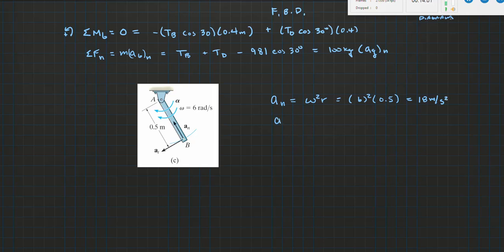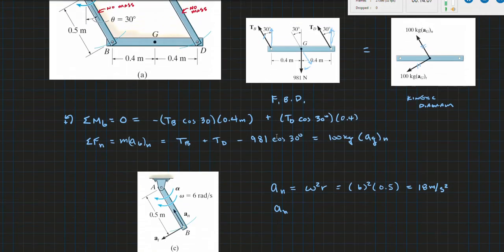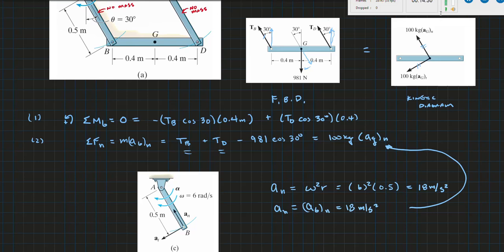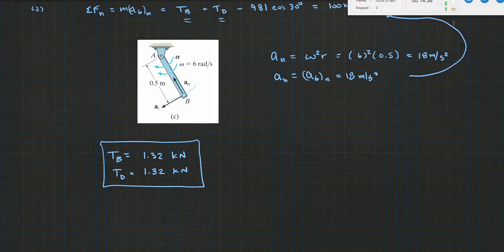Now, this is one point on our member here. If we look at point B, and all points on this have the same acceleration, so acceleration normal equals the acceleration of our center of mass in the normal direction, and that still equals 18 meters per second squared. Now this can be placed into here. So these two equations now only have unknowns of TB and TD, and we can solve both of equation 1 and equation 2 simultaneously. And we end up with 1.32 kilonewtons for each of those.